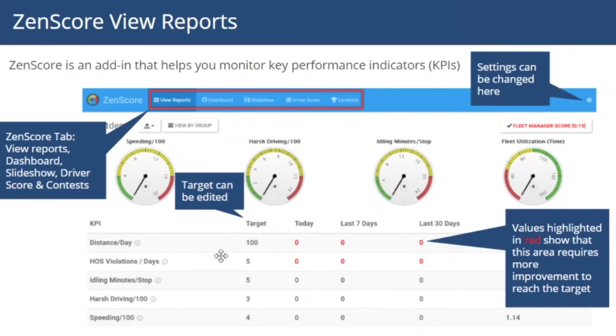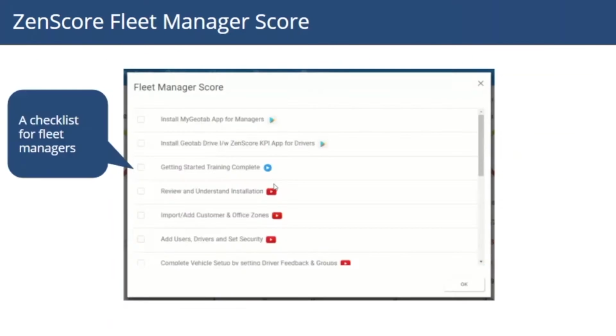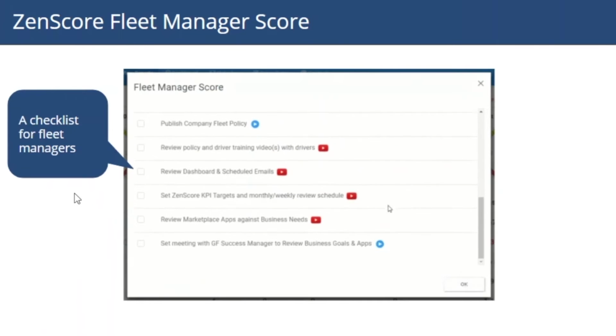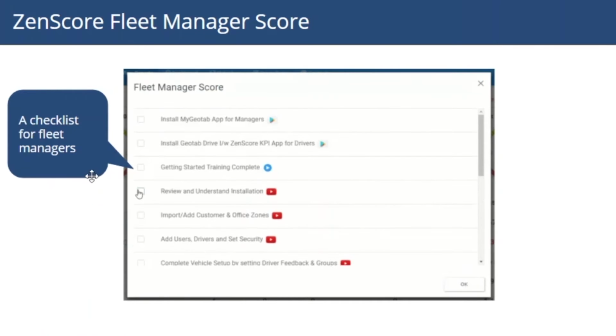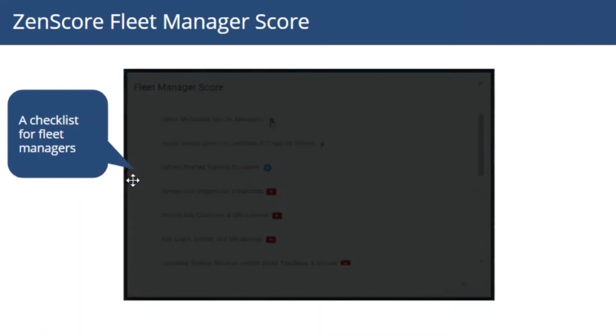Here's where your selected KPIs will be shown. You can also customize a target that you'd like your fleet to achieve. The red values show that a certain KPI requires more improvement to reach the target. Clicking on this Fleet Manager score will pop up a checklist for the Fleet Manager to go through. The Fleet Manager score includes some installation videos, My ZenduIT training videos, and links to download the My ZenduIT app.